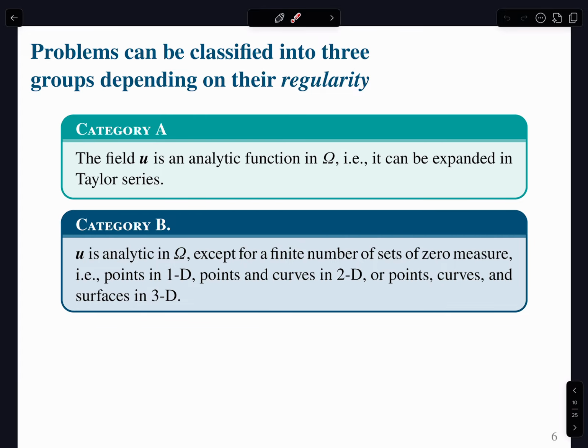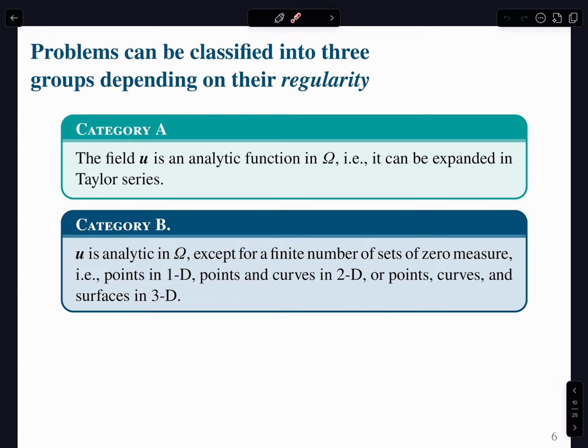Category B, less nice, right? Now, U is analytic, but there are a set of points of zero measure, and we're going to talk about that, where things get bad, right? You can think of a singularity in the case that I showed you in the previous slide, right? As we approach x equals 0, the solution went to -infinity, but that is at a single point, right? And so you could say that a point in 1D is a set of zero measure, right?